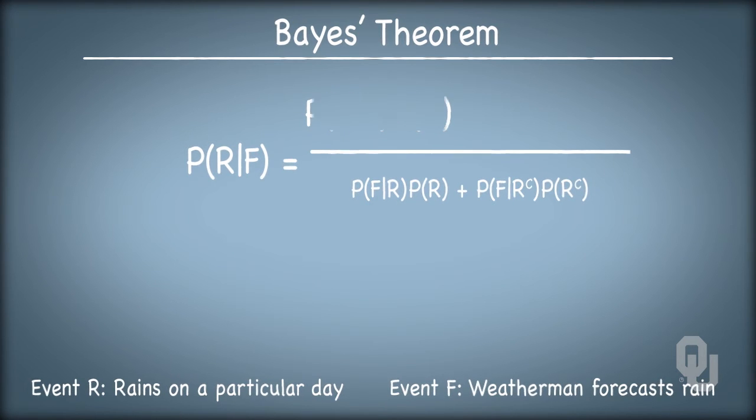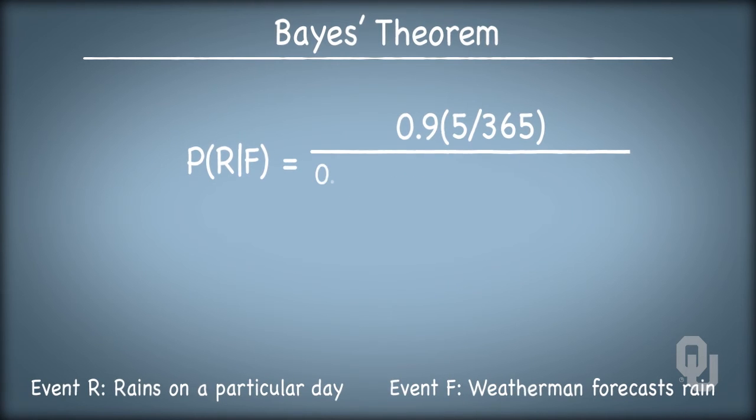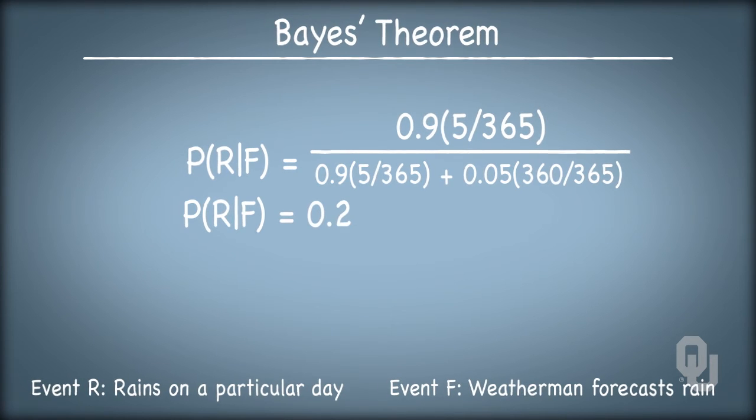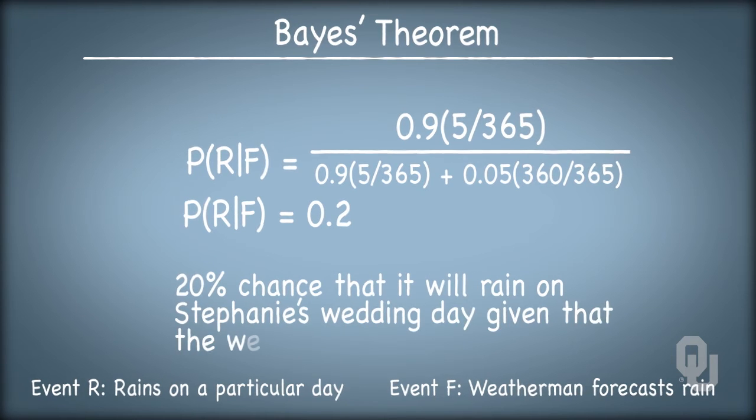In the numerator, we have 0.9 times 5 divided by 365. In the denominator, we have 0.9 times 5 divided by 365 plus 0.05 times 360 divided by 365. The result is a probability of 0.2. That is, there's a 20% chance that it will actually rain on Stephanie's wedding day, given that the weatherman said it would. Only a 1 out of 5 chance? That's a little low. Why is that? Because the weatherman's forecast is not perfect, and because it really doesn't rain very often in the first place.